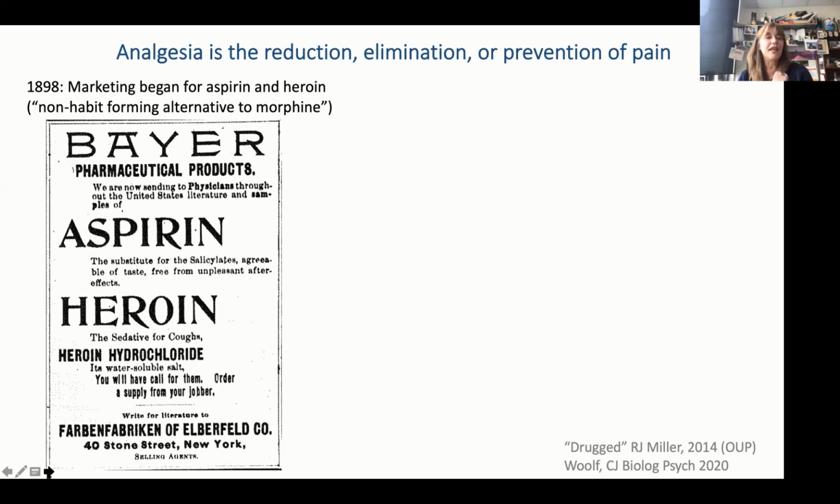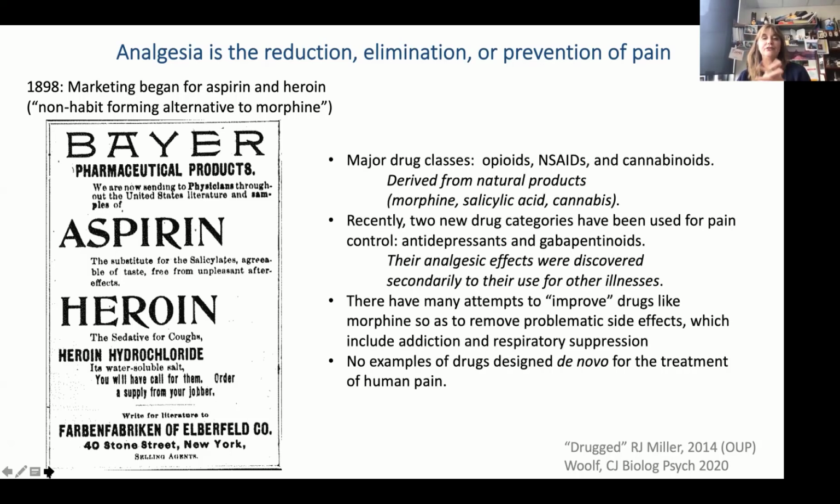But so in 1898 is when marketing began for the two big classes of analgesics that still exist. So Bayer started marketing this in the United States, both aspirin as well as heroin. And heroin, they actually marketed as a non-habit forming alternative to morphine in the same year. So these are the major drug classes for pain: opioids, NSAIDs, and cannabinoids. They're all derived from natural products.